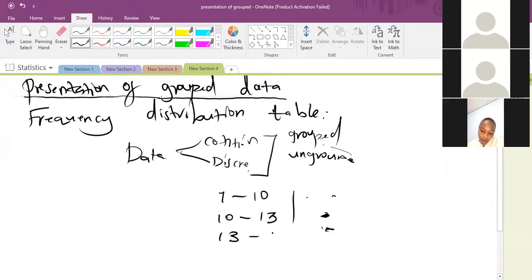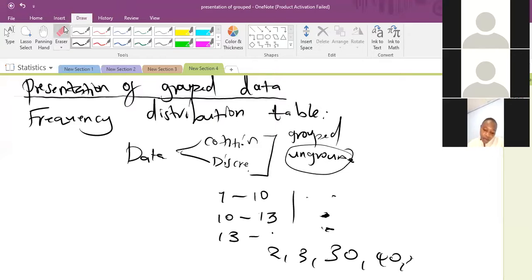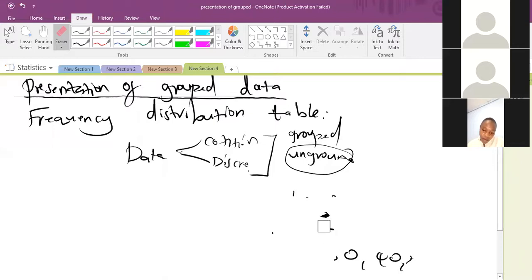While for ungrouped data, you're just randomly given data. You're told the marks of particular students in a class are 2, 3, 30, 40, 60. It has not been grouped. You're not told from this section to this section we have this. So we have grouped and ungrouped data. If you're given some ungrouped data, you can be told to draw a frequency distribution table or to group that data. If it is not specified, it is always up to you to know how exactly you can group your data.